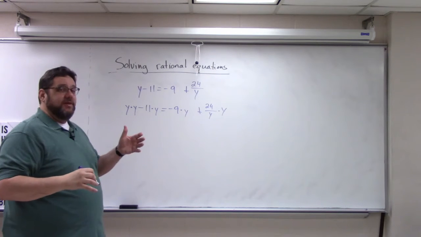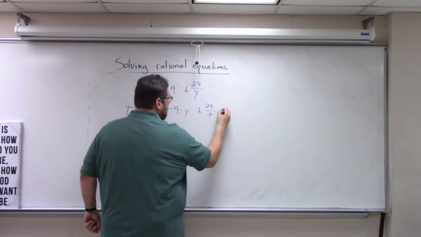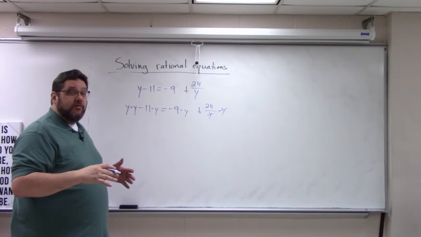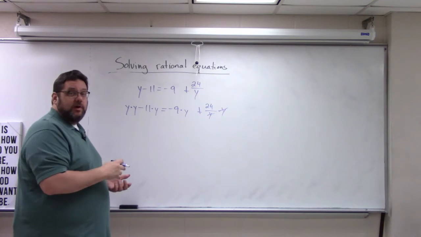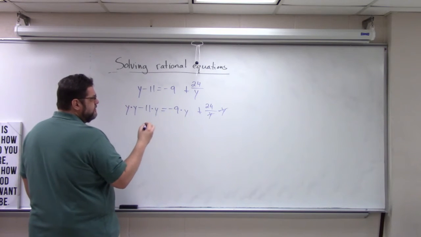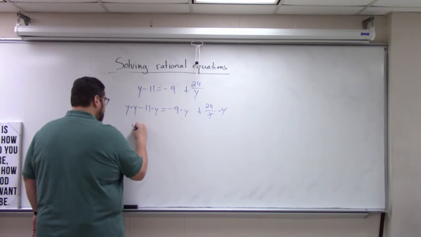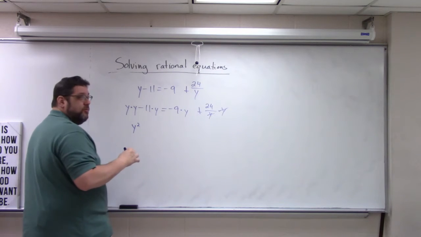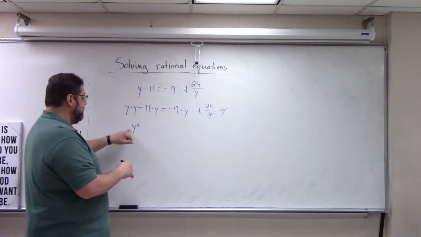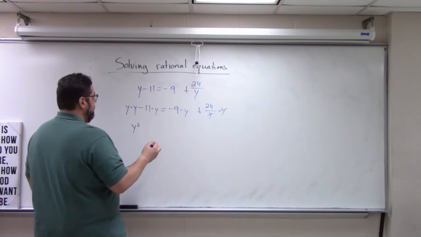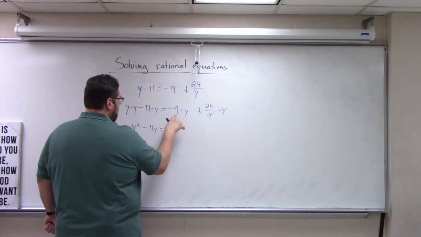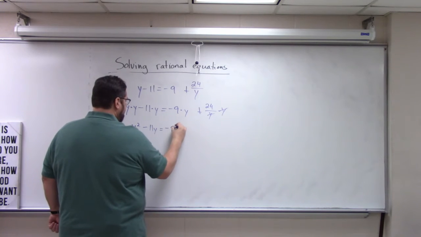We multiplied everything by y because we want these to cancel out. So we've gotten rid of all of our fractions. Now we can try to work the problem. Y times y is y squared. Remember, when we're multiplying them, the power changes. When we're adding them, the number out front changes. Minus 11 times y, that's minus 11y. Negative 9 times y, that's negative 9y.